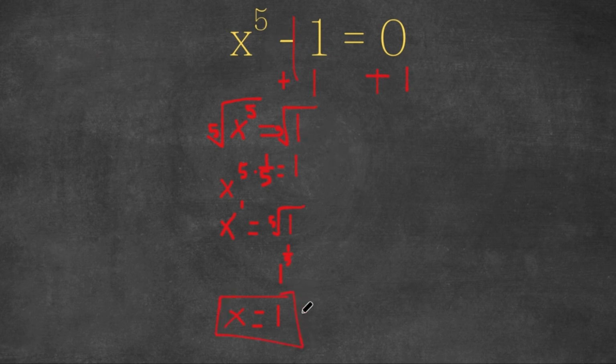Now, why don't we try plugging this into our original equation? If we substitute in 1 for x, we get 1 to the power of 5 minus 1 equals 0. Now 1 to the power of 5 is 1, so we get 1 minus 1 equals 0. And 1 minus 1 is obviously 0, so we have 0 equals 0. And because this is right, we know that x equals 1.